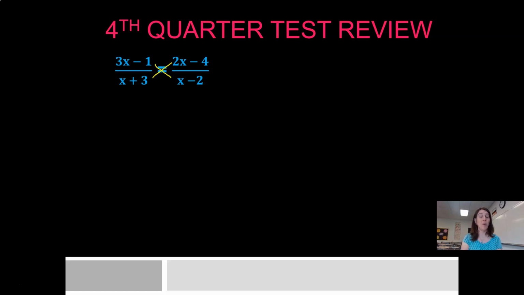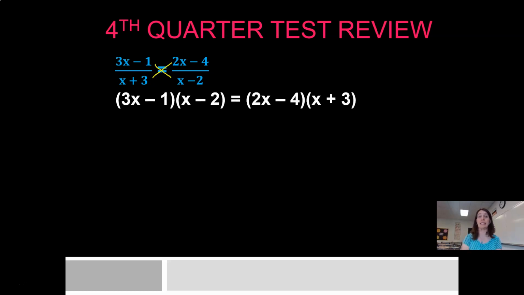Now, we need to be careful when we're cross multiplying because each piece has two parts, so I use parentheses. The 3x minus 1 is going to get multiplied by the x minus 2. The 2x minus 4 is going to get multiplied by the x plus 3. Now, which order you put them on each individual side is okay. Like if you wanted to put the x minus 2 first, then the 3x minus 1, that's not a problem. Both sides have two different parentheses being multiplied, so we need to FOIL to do that.